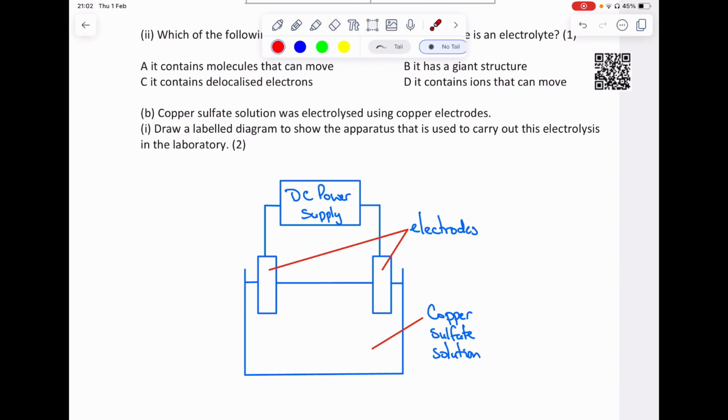So draw a diagram to show the electrolysis using copper electrodes. So we always have a DC power supply when we're doing electrolysis. So you get a mark for drawing that. And then your electrodes must fit into your copper sulfate solution, your electrolyte. So make sure they're touching and you'll get a second mark.